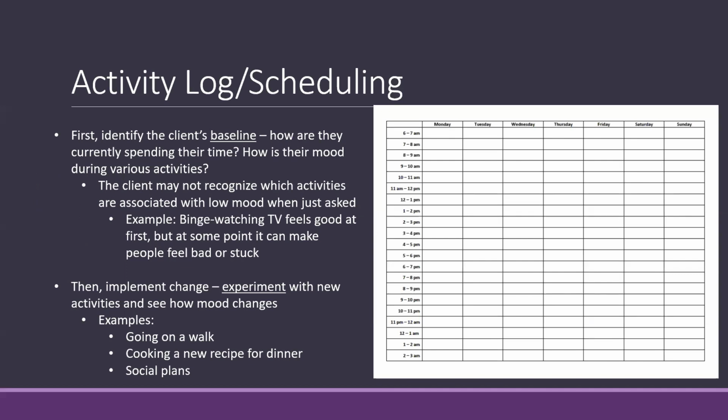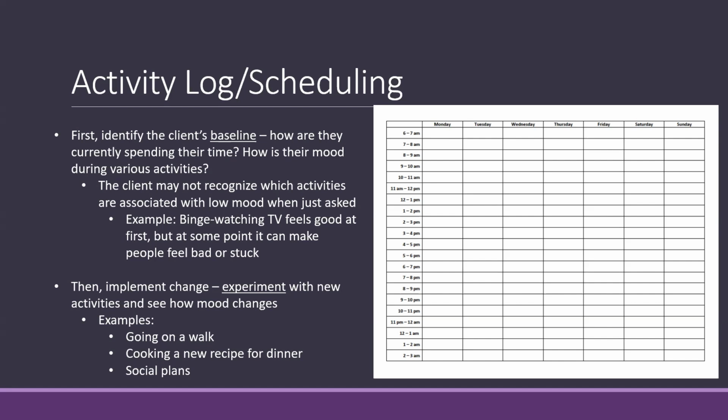And so in behavioral activation, the first step is to look at an activity log. So this is just like a basic template of what it might look like. And the goal is to identify what the client's baseline is. So what does their current life look like? How are they spending their time? And so what you're going to do is have the client log all of their activities throughout the week. And they're going to note their mood during those activities.